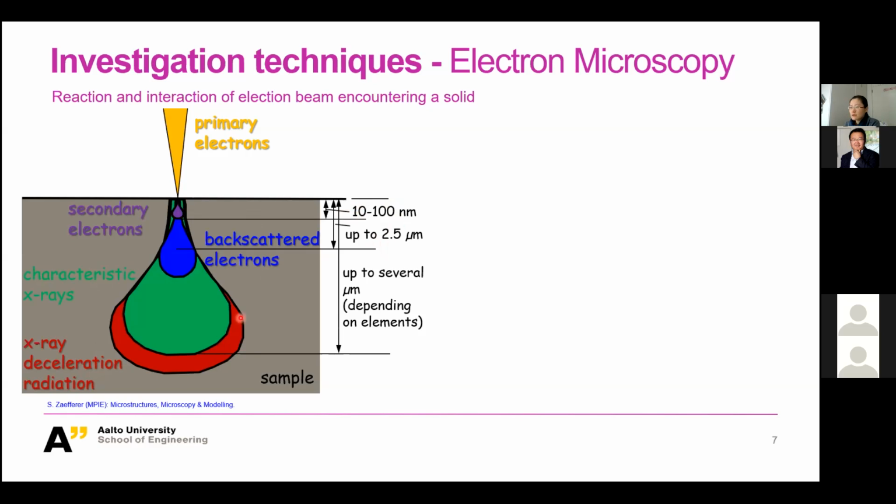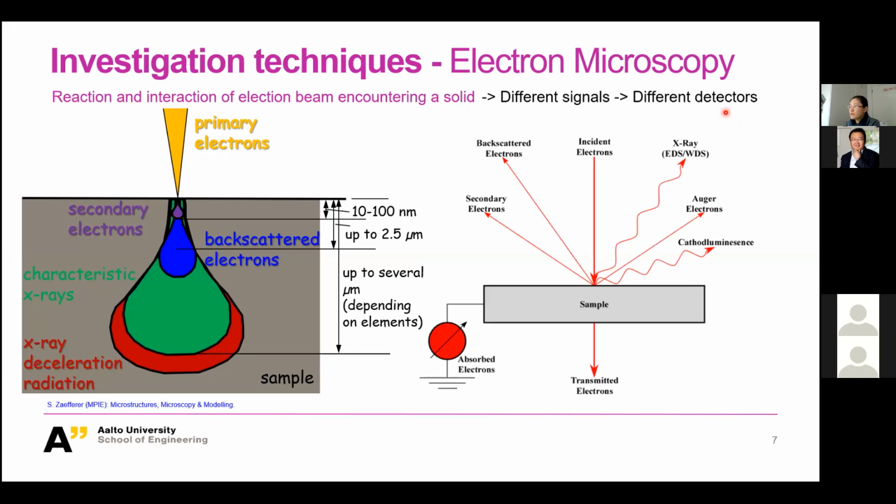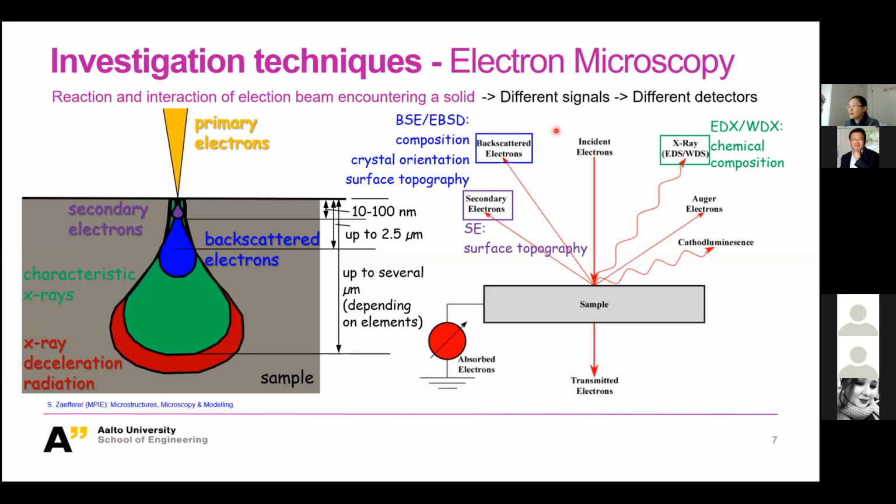This range is a little larger, up to several micrometers. Then we can design different kinds of detectors to receive and analyze these signals. For example, for SEM, scanning electron microscopy, there are three most important signals and detectors. The first one is the secondary electron signal. It is received by the secondary electron detector, the SE detector.